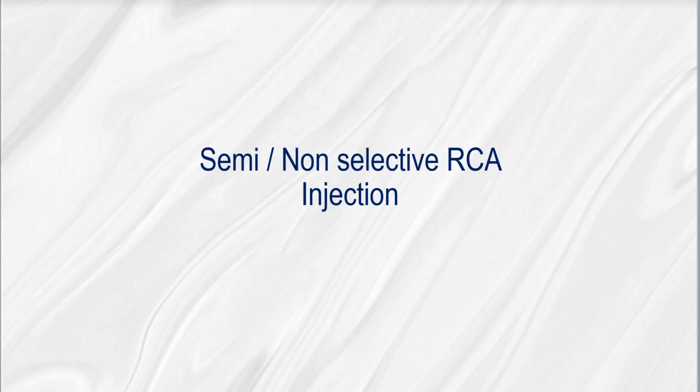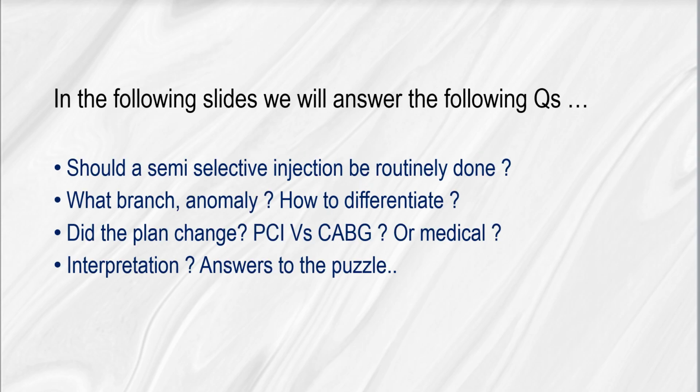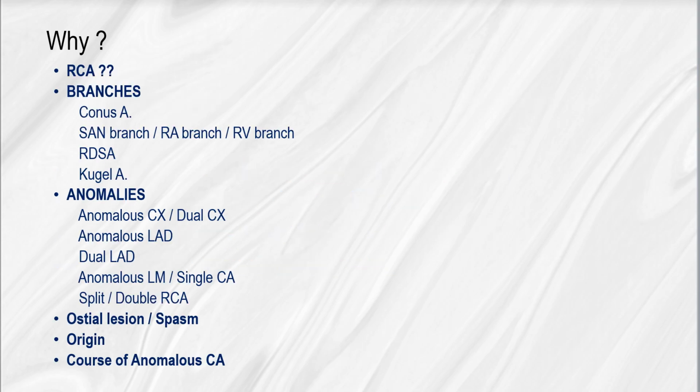In this video, we will talk about semi and non-selective RCA injection. We will answer the following questions. Should a semi-selective injection be routinely done? What branch anomaly? How to differentiate? Did the plan change, PCI versus CABG or just medical treatment? Interpretation, answers to the puzzle. And this is the summary of the points to be discussed to justify semi or non-selective RCA injection.